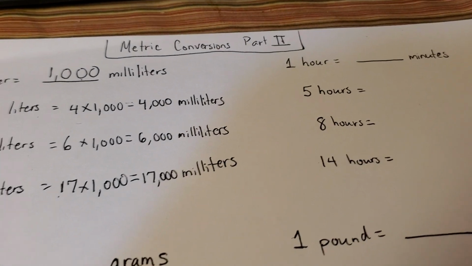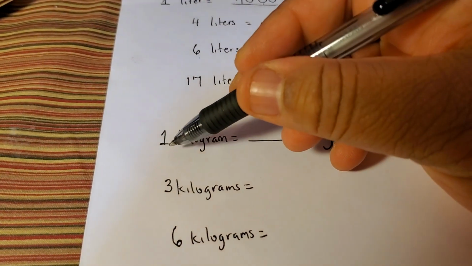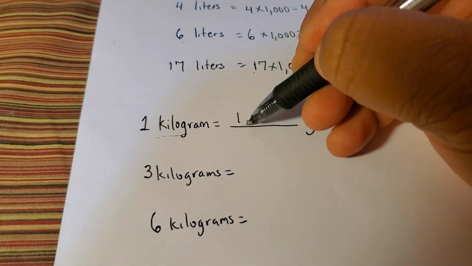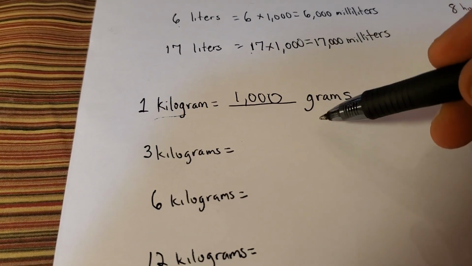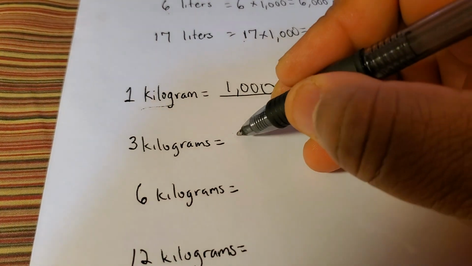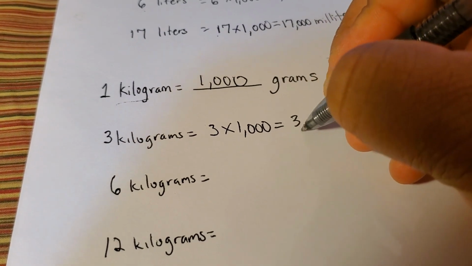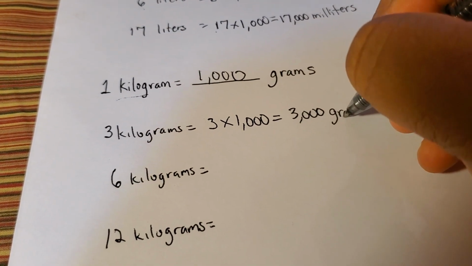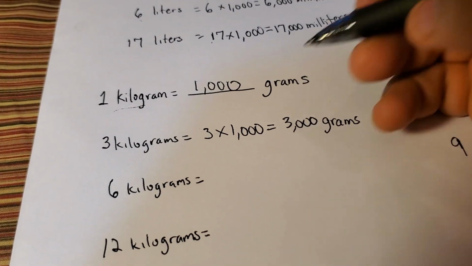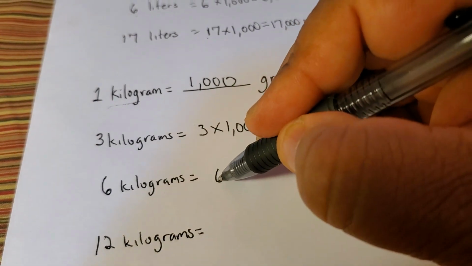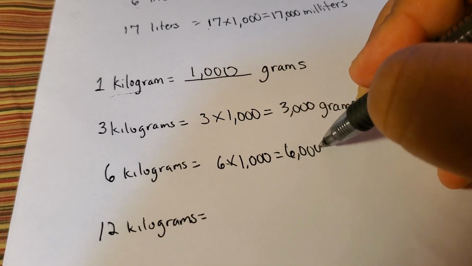Okay, what about for, let's say, grams, kilogram? Well, kilo means 1,000. So 1 kilogram is 1,000 grams. So if I want to know how many grams are in 3 kilograms, I would do 3 times 1,000. And that would get me 3,000 grams. Okay, what about 6 kilograms? Same thing. I would use the 6 times 1,000. And it's 6,000 grams.